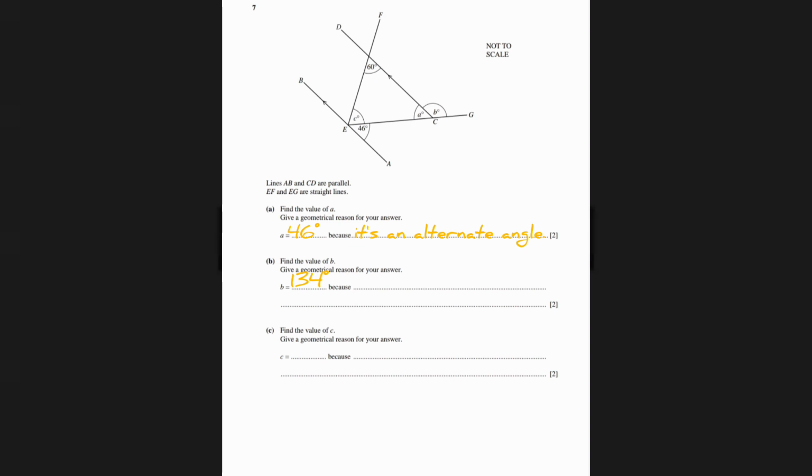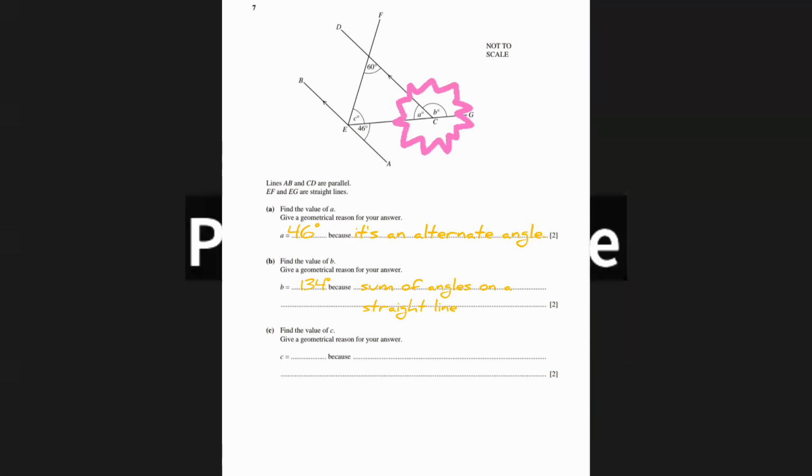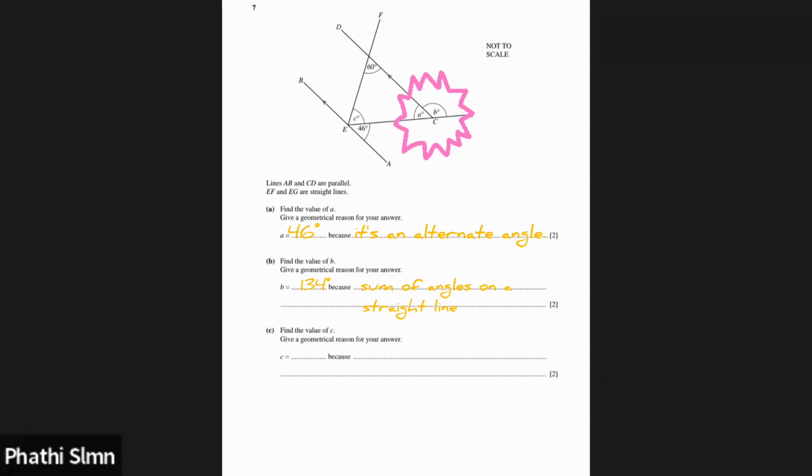Guys, can you see what those 2 angles A and B are forming? A straight line. So you simply subtract your 46 degrees, which is our A, from 180. Then you get your 134 degrees.